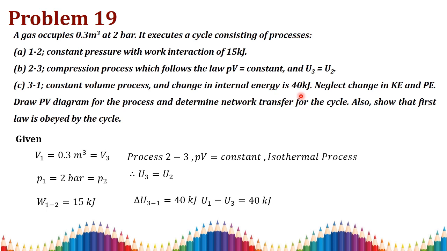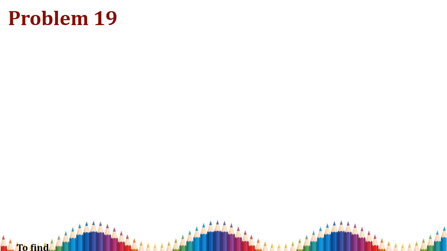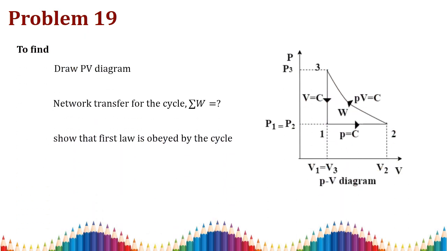We have to draw a PV diagram for a combination of these processes. So considering a process for constant pressure, isothermal and constant volume, we need to draw the PV diagram. Then determine the net work transfer. Net work transfer is the summation of work transfer, equal to work done of 1 to 2 plus work done of 2 to 3 plus work done of 3 to 1. Then we also have to check whether it obeys the first law of thermodynamics or not. With this we can draw the PV diagram. The first question is to draw the PV diagram.